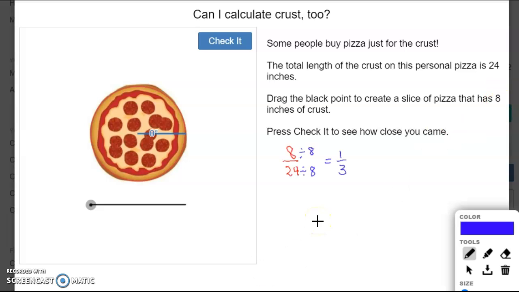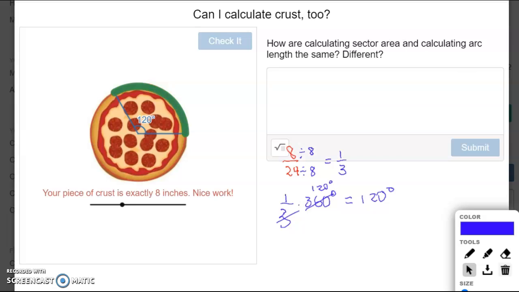So that means we're really dealing with 1/3 of the total of 360 degrees. So how many degrees do I want? If I divide 360 by 3, that leaves me with 120. So I want 120 degrees of pizza. I am going to move this to 120 degrees. Where is 120? It should be here. And visually you should be able to check that this is 1/3 of the pizza. When I check it, that is correct.